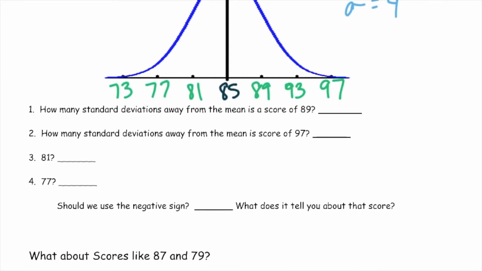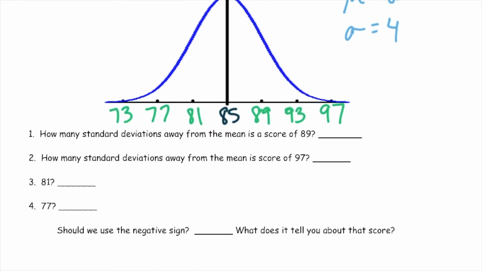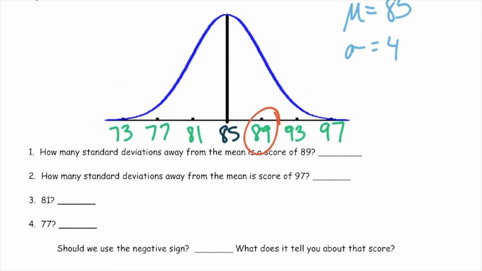All right, so how many standard deviations away from the mean is a score of 89? Somebody that got an 89 on this test is 1 standard deviation above the mean. How many standard deviations from the mean is 97? That's up here. That's 1, 2, 3 standard deviations away. 81 is down 1, 77 is down 2.